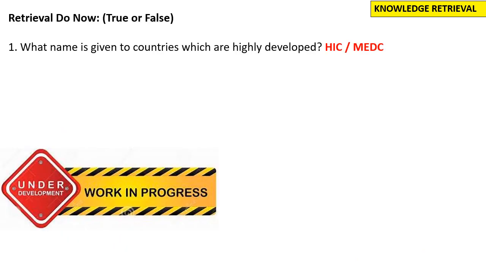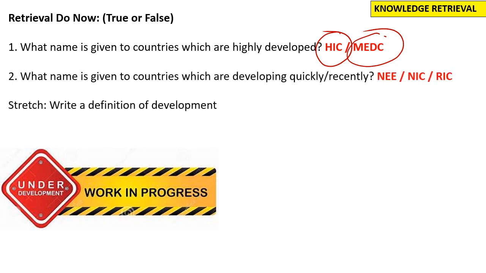Okay, let's check our answers. What name is given to countries which are highly developed? We tend to use the words high income country, and sometimes you'll see more economically developed country, or that term is used less often these days.